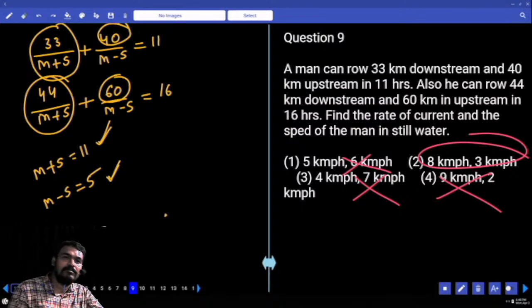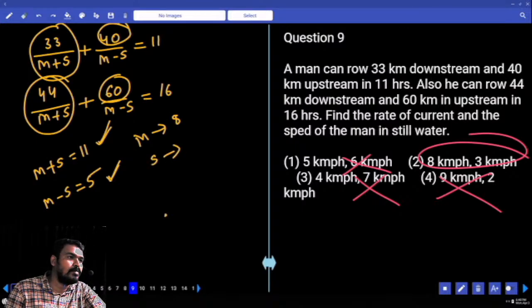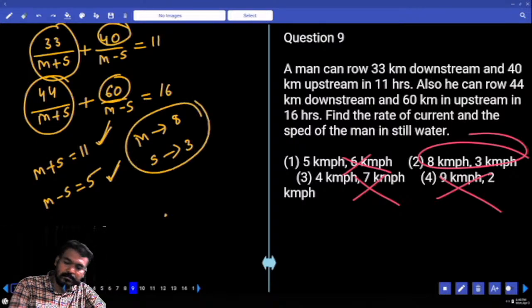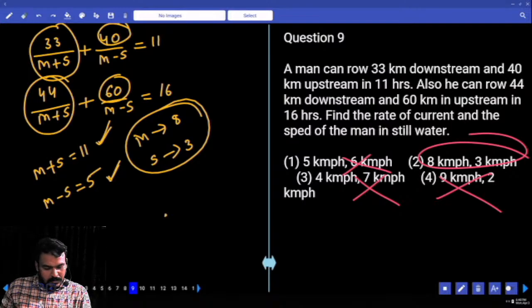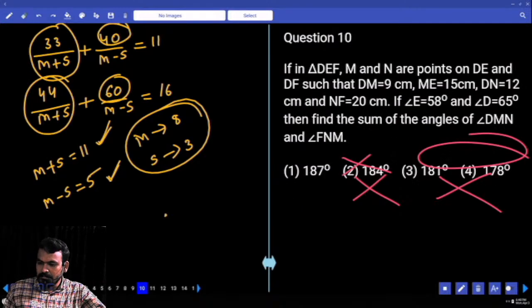Or, what is the m value? Both are adding by 2 or subtracting by 2? Adding by 2. 16 by 2 means 8. S means subtracting by 2 or not? 11 minus 5, 6. By 2 means 3. Next, 10th one.